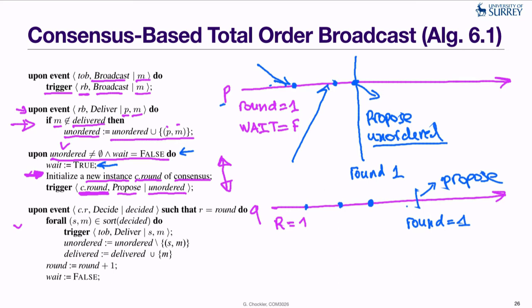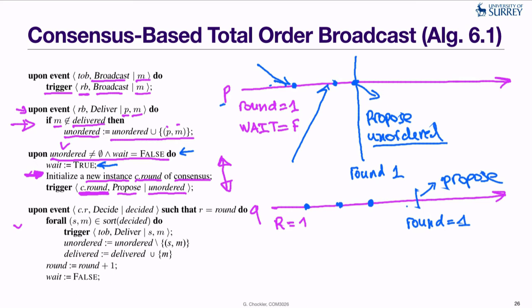Okay, and this is why consensus is going to be helpful, because we're now going to decide on the same set of messages. That could be the proposal of either of them. It can be the proposal of P, the proposal of Q, or maybe the proposal of other processes that are out there, right? But only one of those proposals is going to succeed and become the decided value.